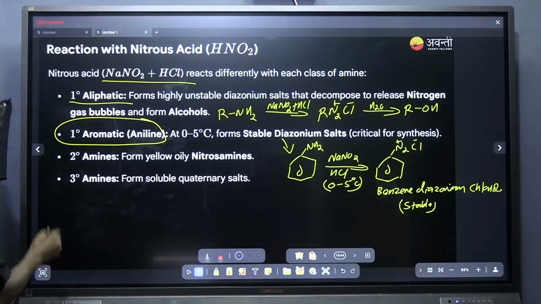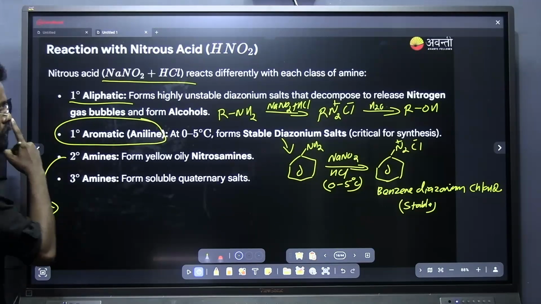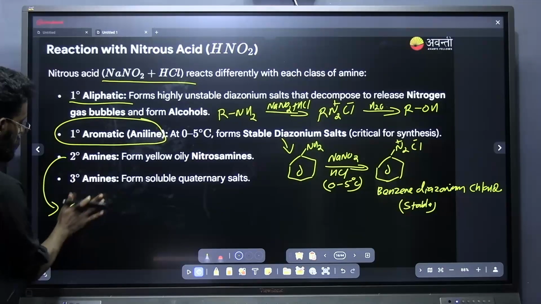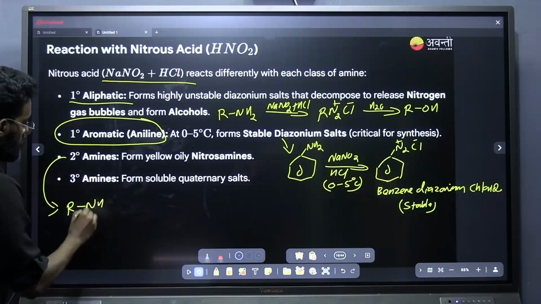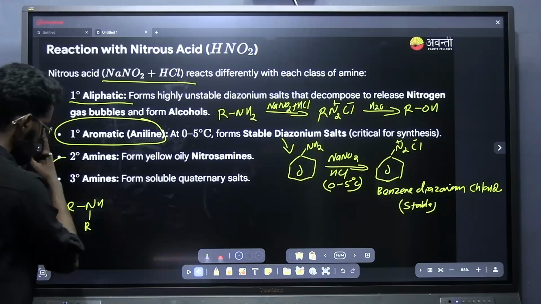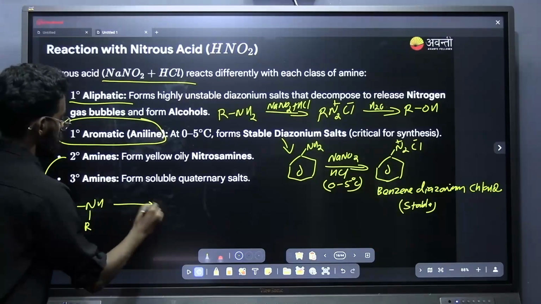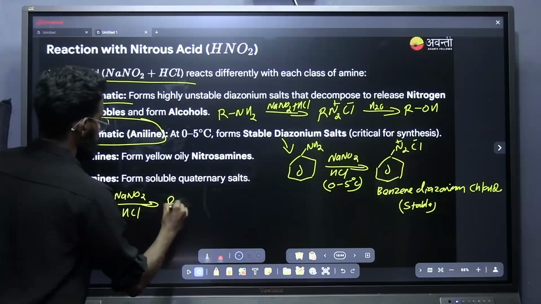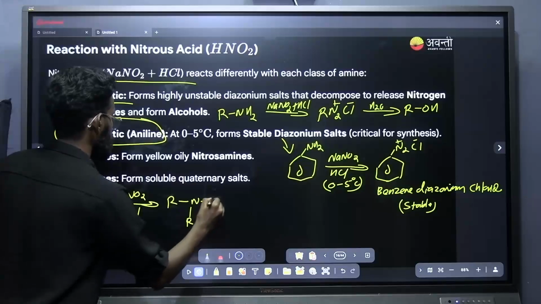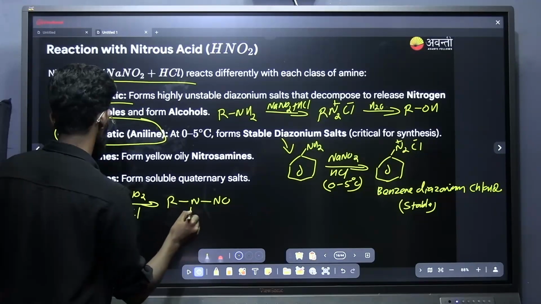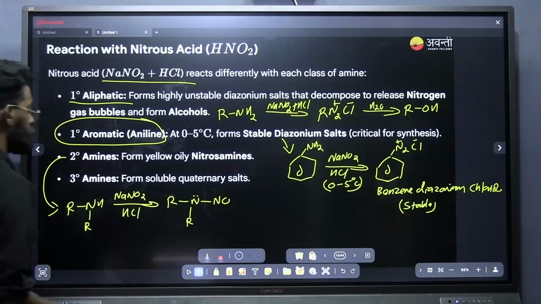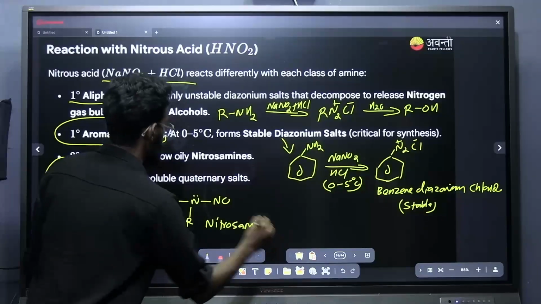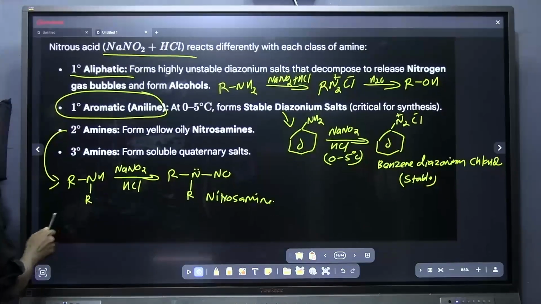Okay. Now what about the secondary amine? With a secondary amine, what will I be getting as a product? I will be getting yellow oily nitrosamine. That is, if I am taking R2NH and treating with NaNO2 and HCl, what will I be getting? R2N-NO. This is the product, this is nitrosamine.